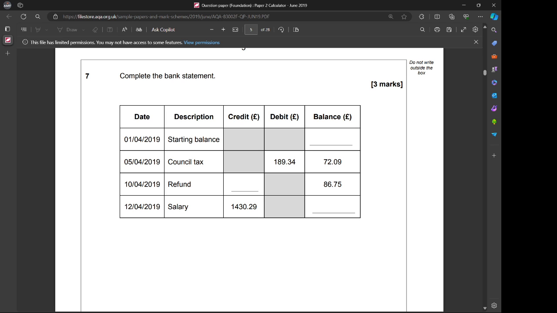Okay, so I'll give you a few minutes here to try this bank statement question. This again is another classic calculations question on the foundation tier. Reading a bank statement. And again, this is like a real life problem, because when you start work in the future, this is how you'll be able to monitor your income and your expenditure, we say.